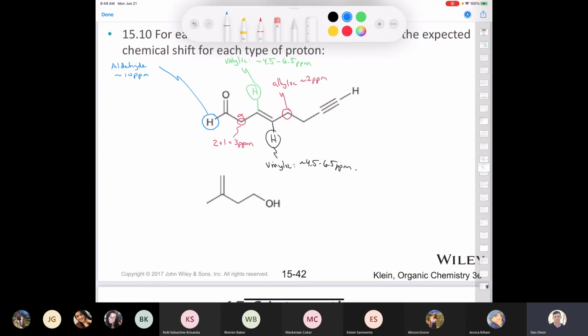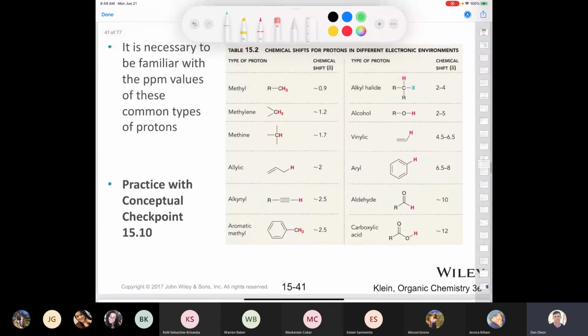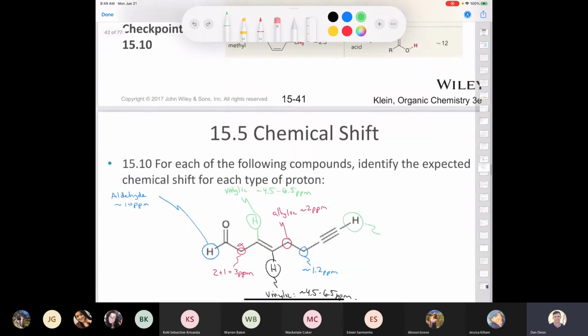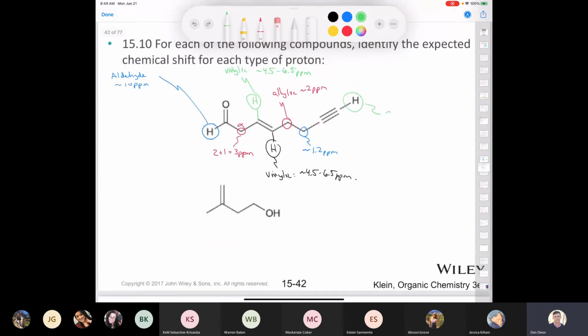The next one is just a straight ahead methylene. So a methylene has a baseline of around 1.2 parts per million. There's no extra electron withdrawing effect there. And then the last one is the terminal alkyne. If we go back to our table, and I don't want to do this every time, the terminal alkyne proton has a chemical shift of around 2.5. So let's go back here. We'll say that this is around 2.5 parts per million.